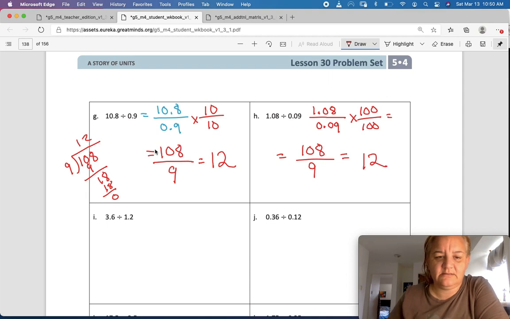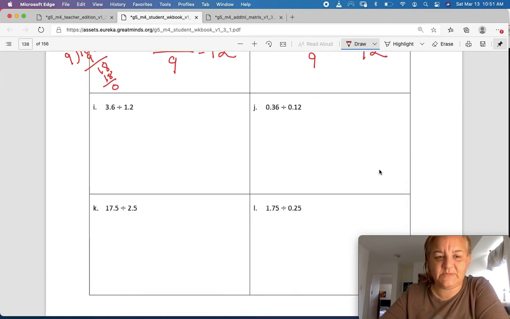Okay. Now look at this. It ended up in the same spot, but we started out with 2 different numbers. Do you see how those numbers are the same? They just moved the decimal place over because the value is 12 for both. Okay, next one. Let's switch colors again.